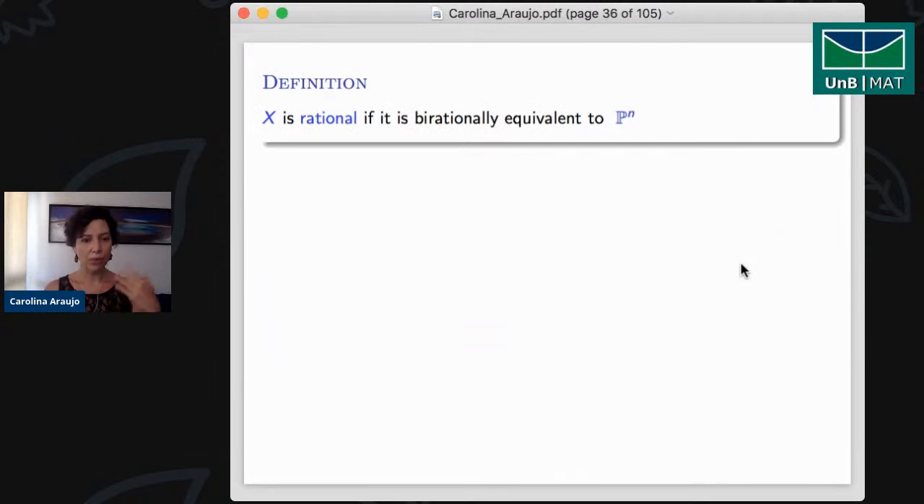And once you already have the minimal model, then one question that is very natural is to understand which varieties are in the birational class of Pn. So Pn, in a certain sense, is the simplest projective variety. And a variety is said to be rational if it is birationally equivalent to Pn. So if it can be transformed into Pn by some algebraic operations.